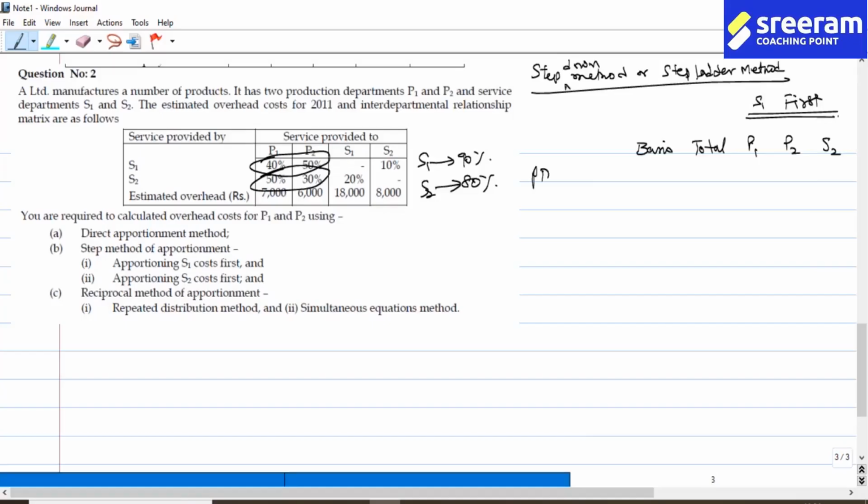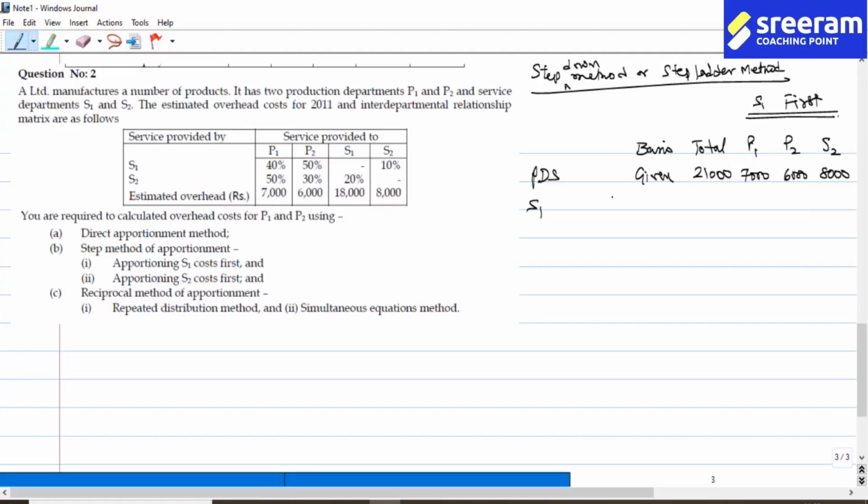As per primary distribution summary, against P1 it is 7,000, P2 6,000, S2 8,000. So I am taking up 7, 6 and 8, 21,000 into primary distribution total. This is given in the problem. S1 I will take up first.